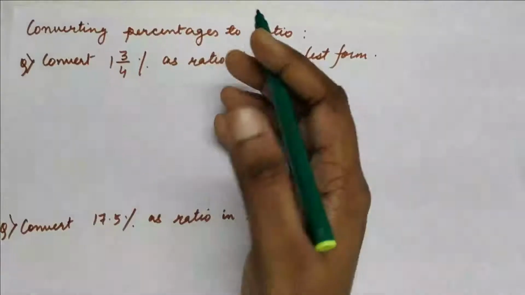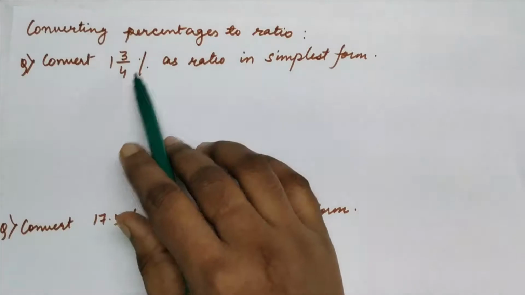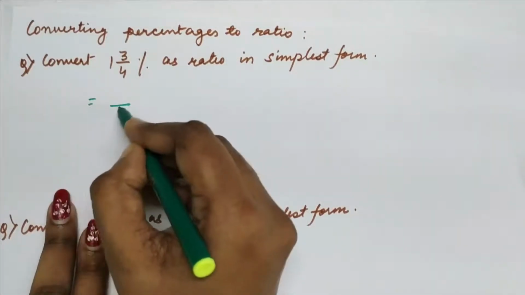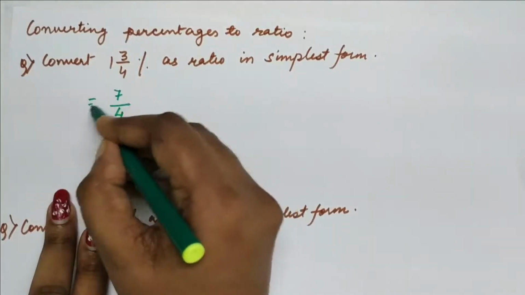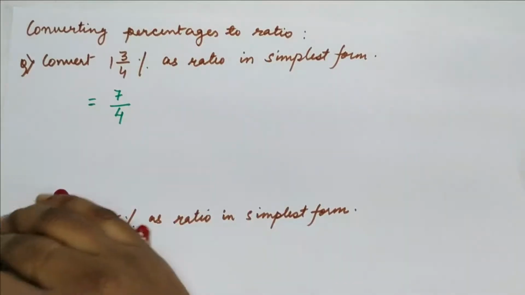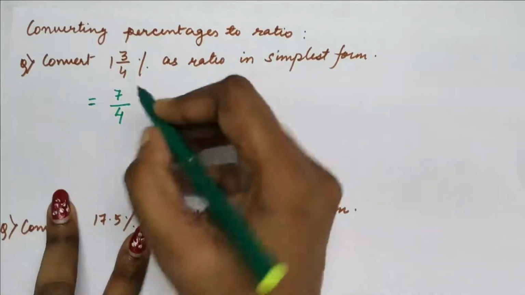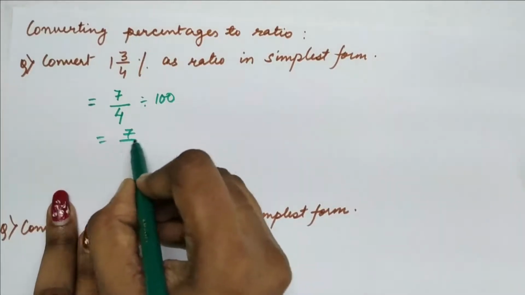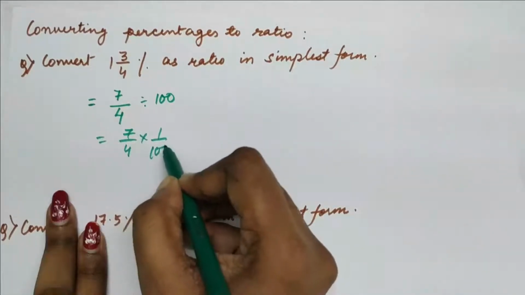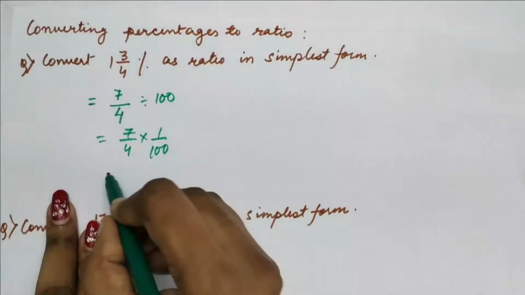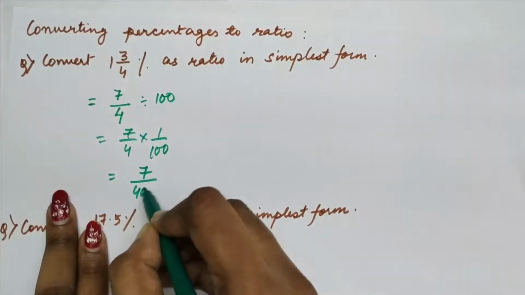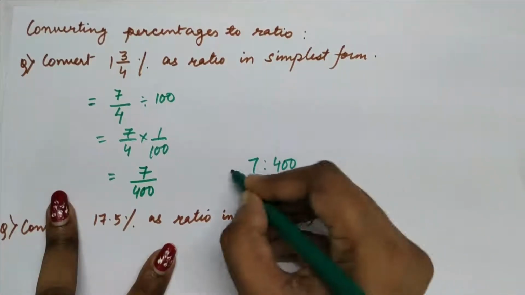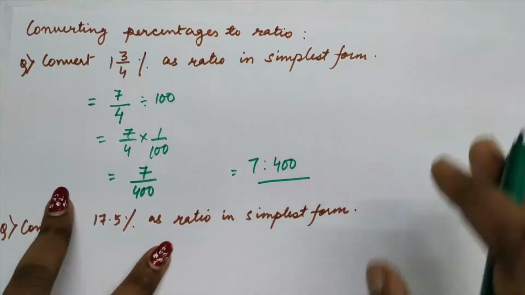Now next we will do the vice versa, that is percentages are given and we will convert into ratios. Now you can see this is a percentage in mixed form. So first let us convert it to improper. As percentage is given, and I told you when we have to remove the percentage we will divide by 100. So this will change as 7 by 4 into 1 by 100. And I cannot solve it further, so I'll write 7 by 400. And what is the ratio? 7:400. This is the ratio in the simplest form.